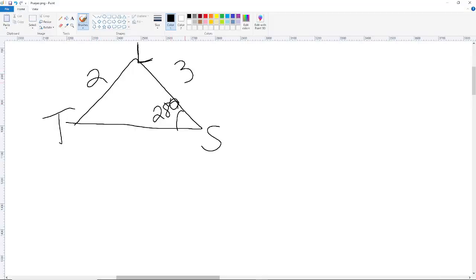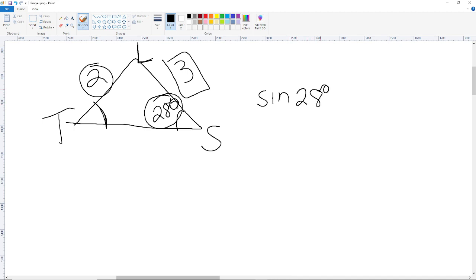So notice the situation. And you didn't have to choose it here. They only gave you the law of sines, but even if they didn't, you'd know to use it because you have an angle and the side opposite it, and you've got another side, and they want you to find the angle opposite the other side, the side 3 in this case. So this is law of sines. We can put sine of 28 degrees divided by the side opposite, which is 2, equals the sine of whatever that angle is, sine of angle T, divided by 3.